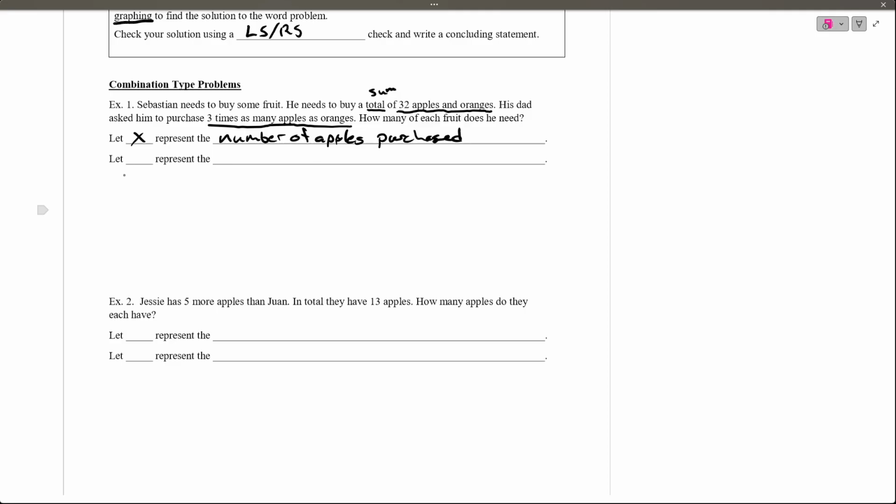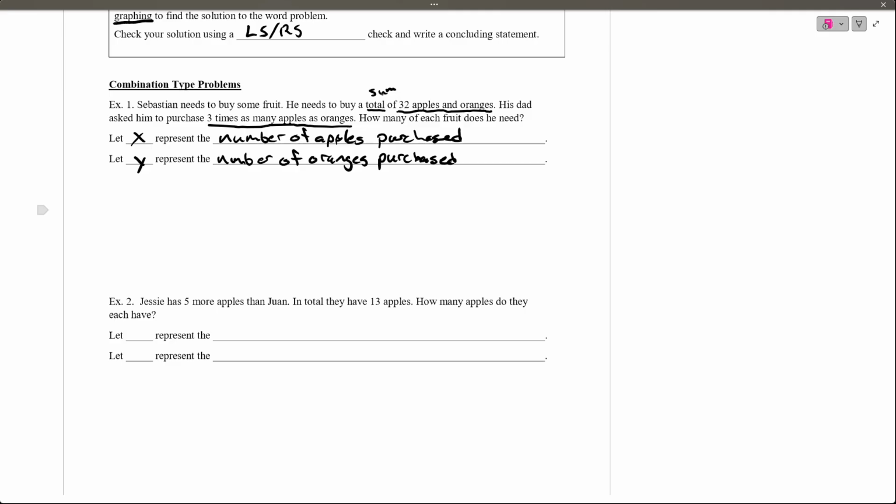Which of course means that Y is going to represent the number of oranges purchased. Now what we need to do is come up with some set of equations that model what this description is saying. What do you mean model, Mr. Lane? I mean the equations that represent the math that we're given.